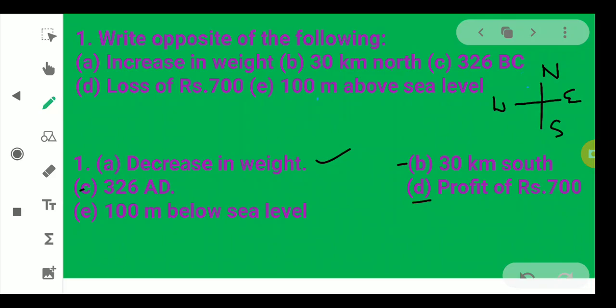Now next is 100 meter above sea level. Now we know that the height or depth is measured by the sea level. If this is the sea level, then one direction is up and one direction is down. Now if we are taking 100 meter above sea level, means this we are taking positive. So downward direction will be negative. So we will say 100 meter below sea level. So this way we can write the opposite statement of a particular statement.